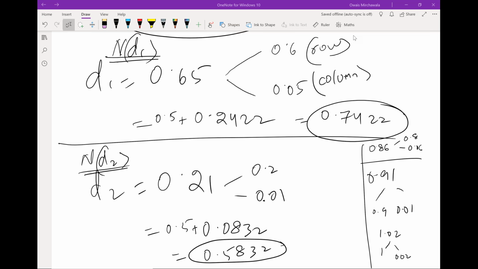So for ND1 and ND2, you first need to refer to whatever you have got in place of D1 and D2. Just break that into single digit and double digit. Go to the distribution table, single digit row, double digit column, find the value. If it's positive, add 0.5. If it's negative, deduct 0.5.